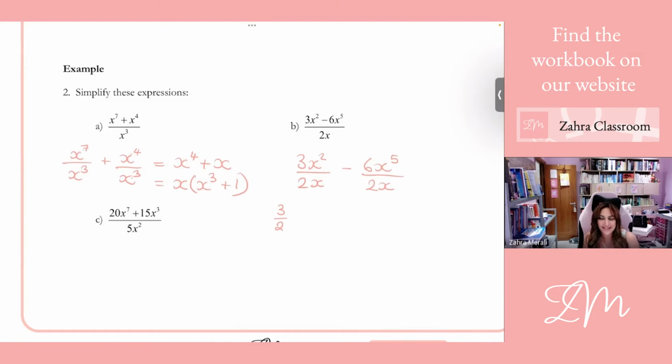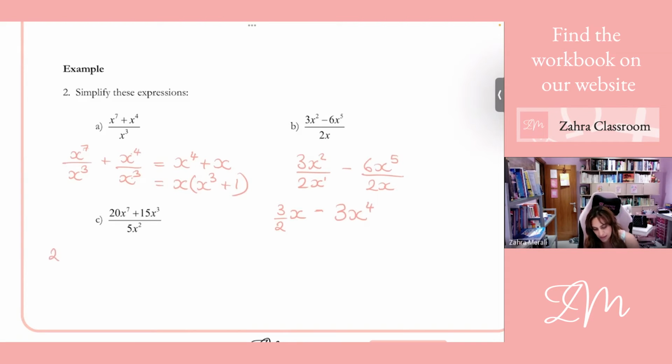Then we've got x squared divided by x. So that's just x to the 1. 2 take away 1 is 1, so x. Then we've got 6 divided by 2 to give us 3. 5 take away 1, which is 4. Right, again, you could take something out if you needed to.